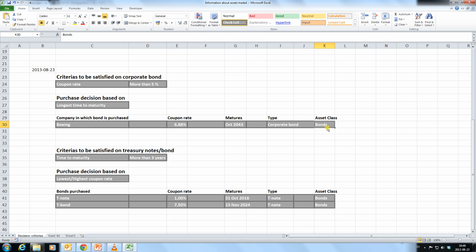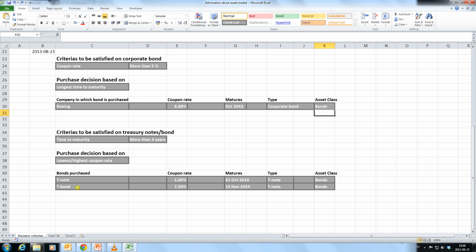So this is really the important part. We need to know what asset class we have, because later on you're going to make an asset allocation pie, and then you need to know what is stocks of the assets I have, what are bonds, and what are money market instruments. So in this case, the Boeing bond was a bond, and the same goes for the T-note and the T-bond. The asset class are bonds, and the type is T-note and T-bond.